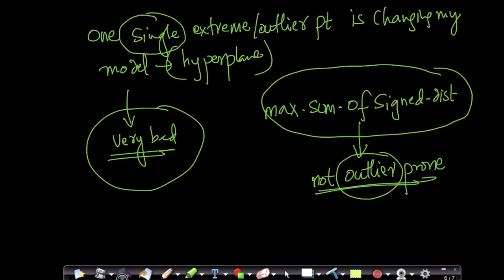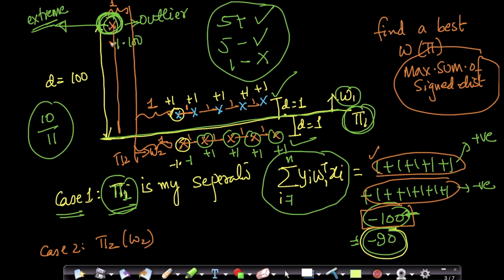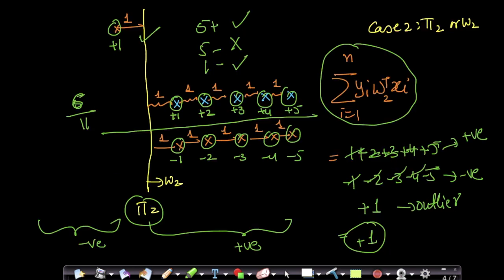Now let's go back to our example. If you take pi 1, in pi 1, this was the problem. Why did it become minus 90? Everything was good except for this point. If you look at the signed distances that we added up, all these were great, and all these were also great. The problem arose just because of this distance being very large. So what we can do as a hack is this.